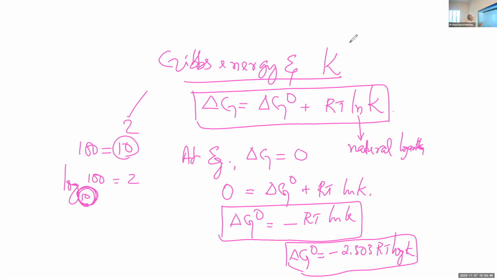There you get the number 100. So logarithm of 100 to base 10 is equal to 2. That's the definition of a logarithm. In ln log, the base taken is e, small e.